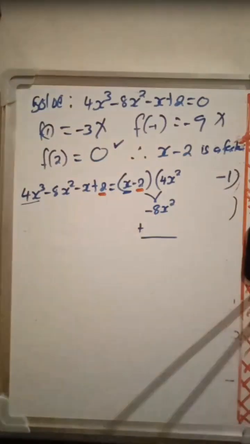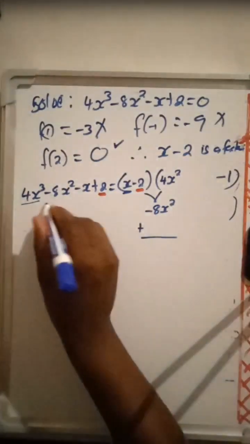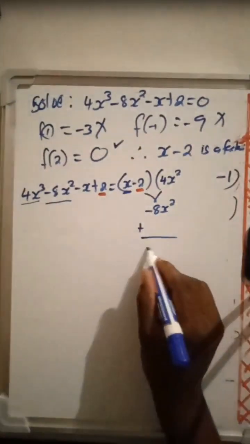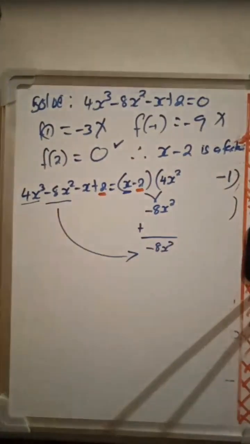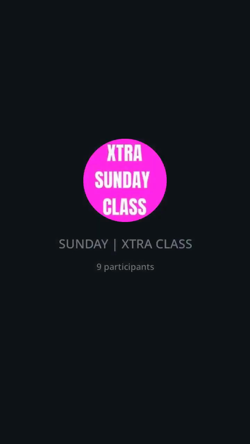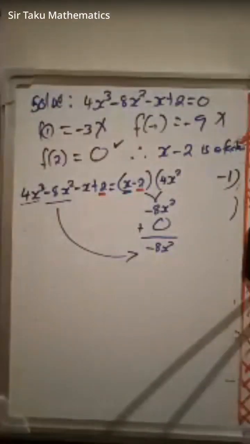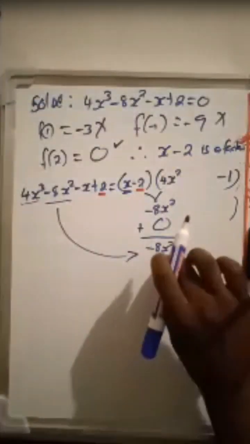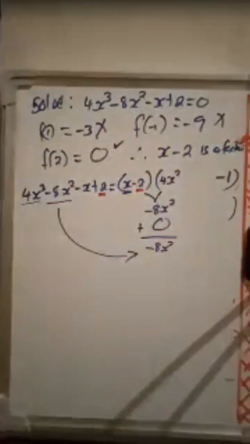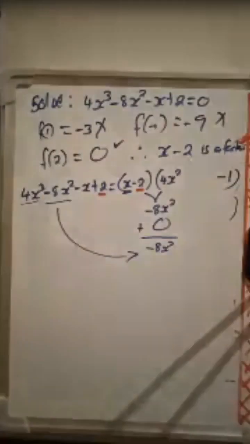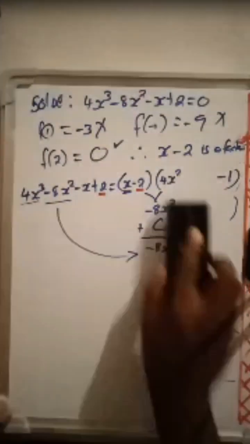Leave a space. What do we need to add there? We have -8x squared, and we have brought this one down. If we check what we need to add there in order to get that, it is 0. So in order to get this one, we can just say this one minus that one, it's 0. So the middle term is 0. This one is easier, guys. It's 0 there.